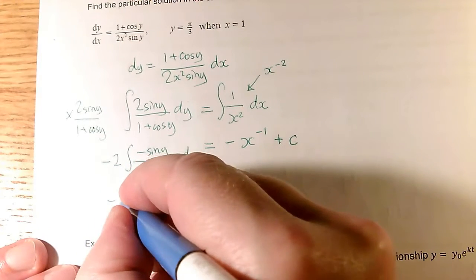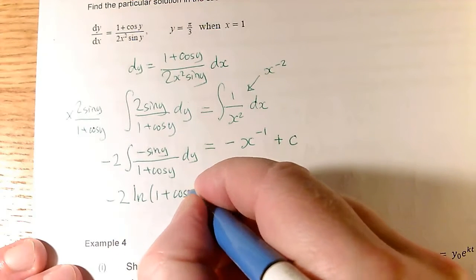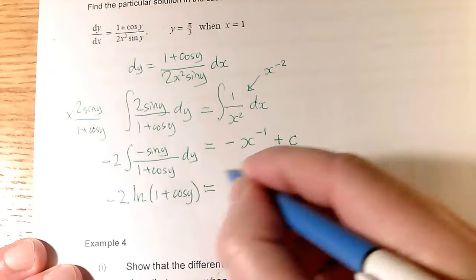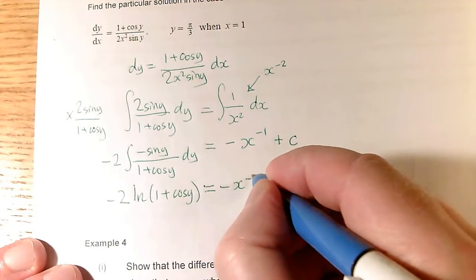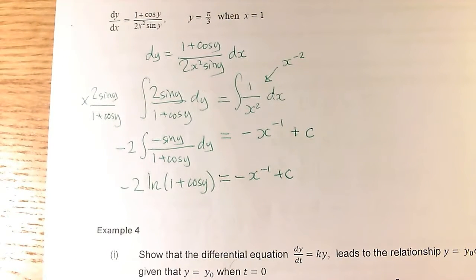So this is minus 2 times log of the bottom. Don't need modulus signs unless something bad happens, which it won't. Equals, don't need the plus c on that side because I've got my plus c on the other side. We only need plus c on the right hand side on a differential equation.